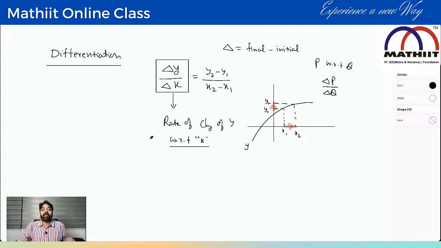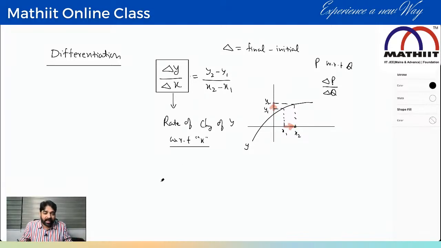Now, differentiation came; this rate we can easily calculate. That is not a problem. I don't require differentiation or anything for it. But the problem starts only when this x1 is very close to x2. Very close to x2 means you cannot measure exactly how much difference is there. Very simple: the gap between x1 and x2 is nearly 0.